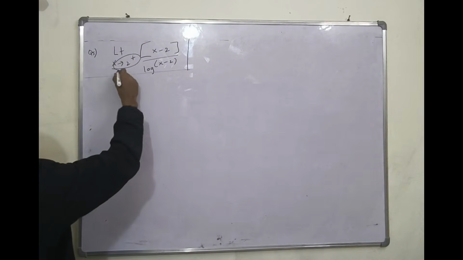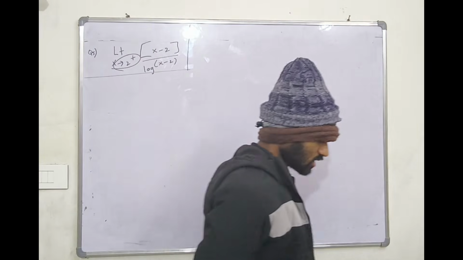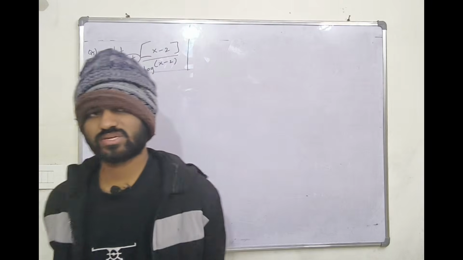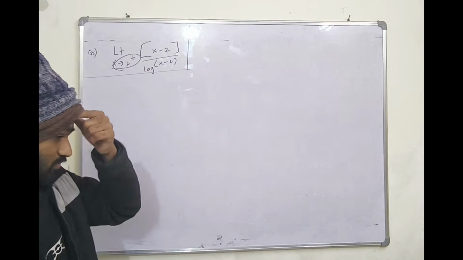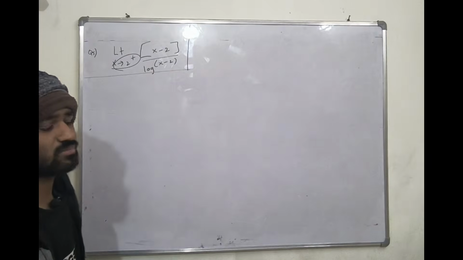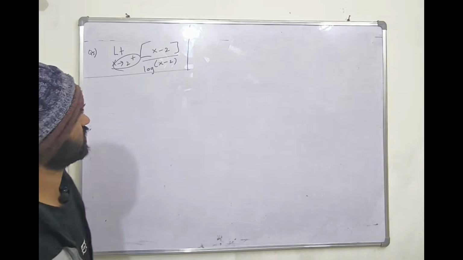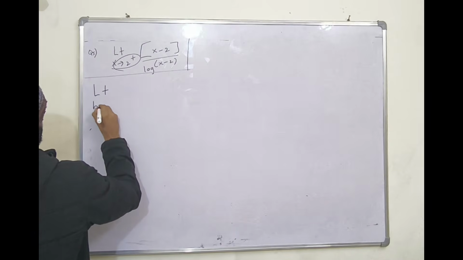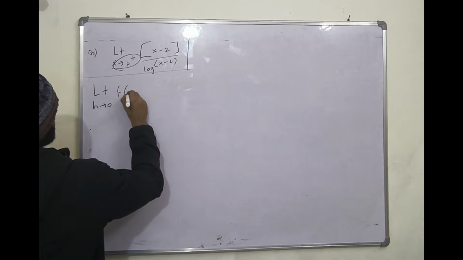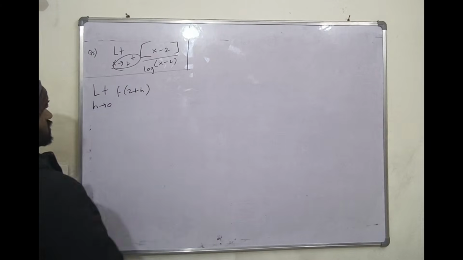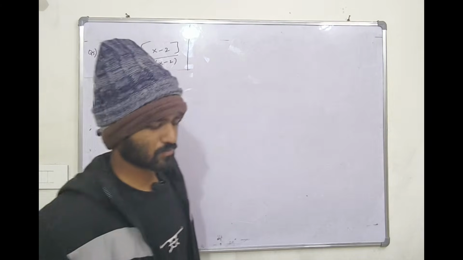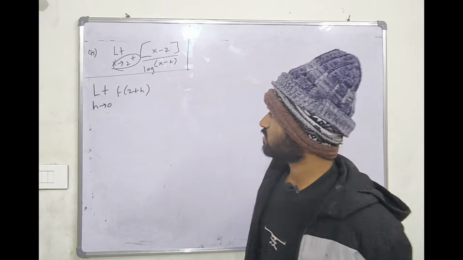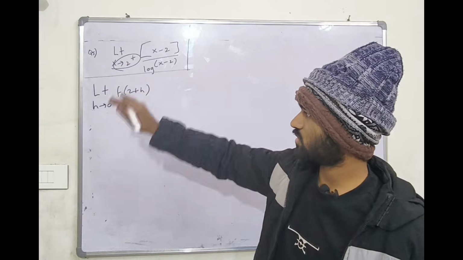So here also if you observe, they asked only the right hand limit, not the left hand limit or x tends to 2. They gave the symbol 2 plus, so we just need to find the right hand limit. We don't need to find the left hand limit, so we can write it as limit h tends to 0 f of 2 plus h. Students, always make a habit of writing in the form of h, not x.